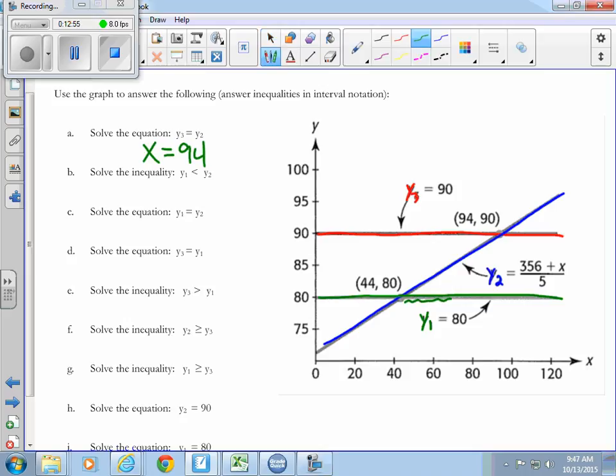Isn't that in this area here? Well, where is that? Perfect. X is greater than 44. So we're always going to use x's. So when x is to the right of 44, when x is greater than 44, that's when y1 is less than y2. Does that make sense?